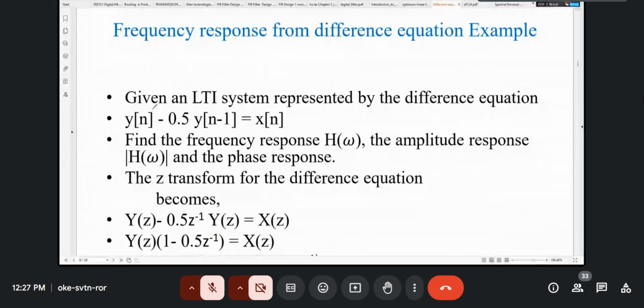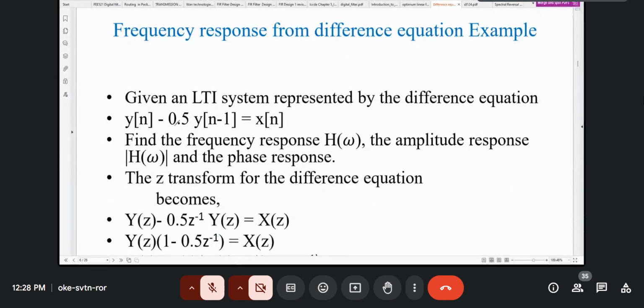In this example, you are given a LTI system represented by a difference equation. Sometimes the equation may not be directly in the form y of n equal to something. Like here, you can see we have y of n terms on one side and x of n terms on the other side. So y of n minus 0.5 y of n minus 1 is equal to x of n. Find the frequency response H of omega, the amplitude response as the absolute value of H of omega, and the phase response. So that's what we have been asked to calculate in this case.